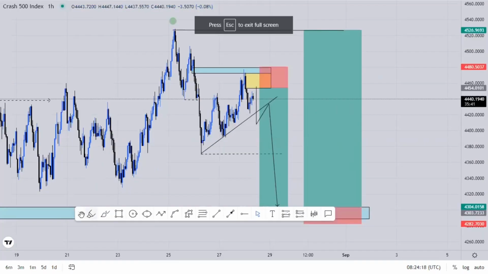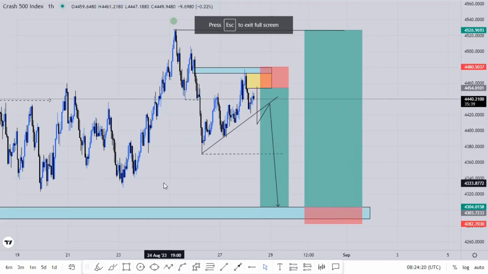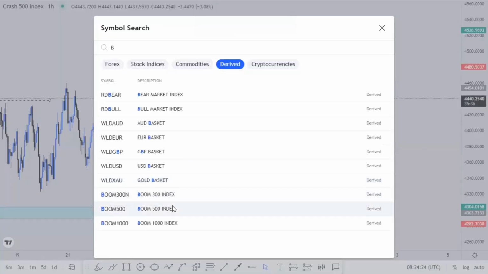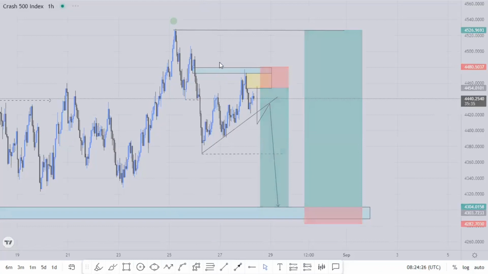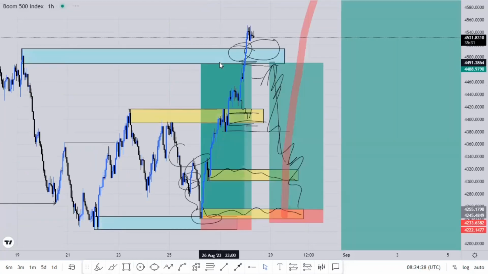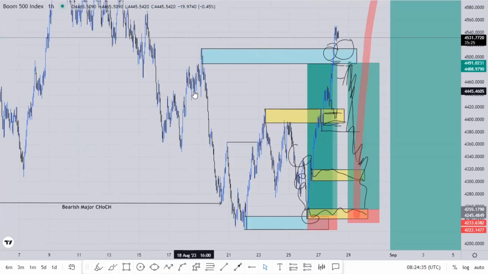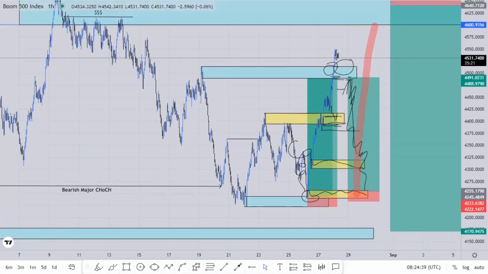Last but not least, my last pair that I also trade. The pairs that I'm analyzing now are the pairs that I personally focus on mostly. So this one, you can see we're already in a trade. I was actually in a trade on Boom 500.